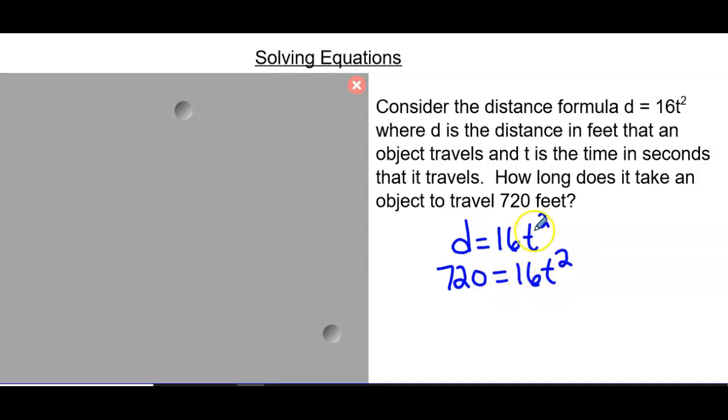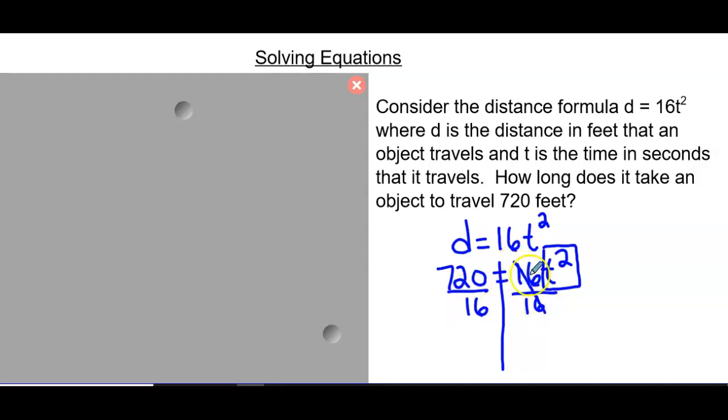And then my goal here is to solve it for time. I'm trying to figure out how long it takes. I'm going to go ahead and box off this t, and I'm going to box off t squared to begin with because I have to get rid of the 16 first. Right now I'm multiplying by 16, and the opposite of multiplying is dividing. So I'm going to divide each side by 16.